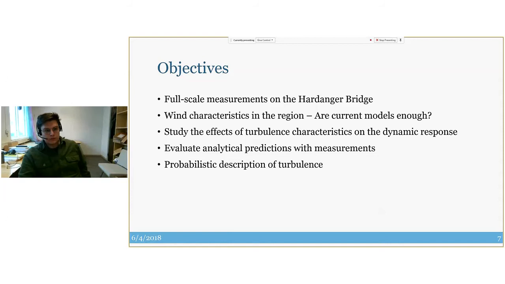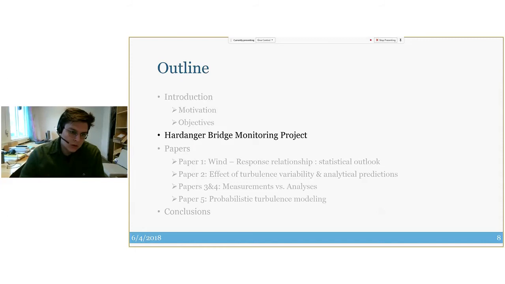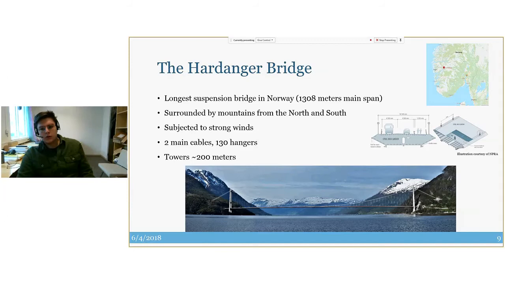So now I can talk a bit about the monitoring project also. First of all, the Hardanger Bridge. It is the longest suspension bridge in Norway. It has a main span. It's a single span bridge. You can see a clear picture here.